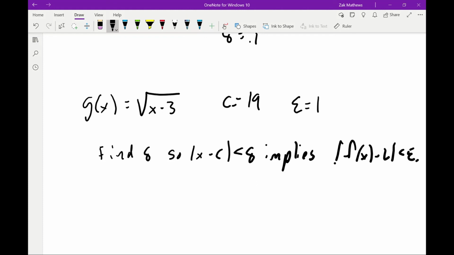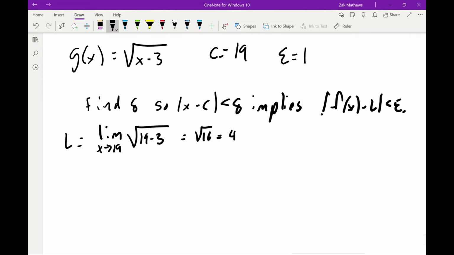So notice in this case, I haven't given you the L because I just want to find it. I can do that pretty easily. The limit, if it were to exist, if we let x go to 19, we would expect the square root of 19 minus 3, the square root of 16, which is 4. That's what we expect the limit value to be. Now, we're kind of finding it, and then we're going to prove that we can stay within those regions. So the L value is 4 here.